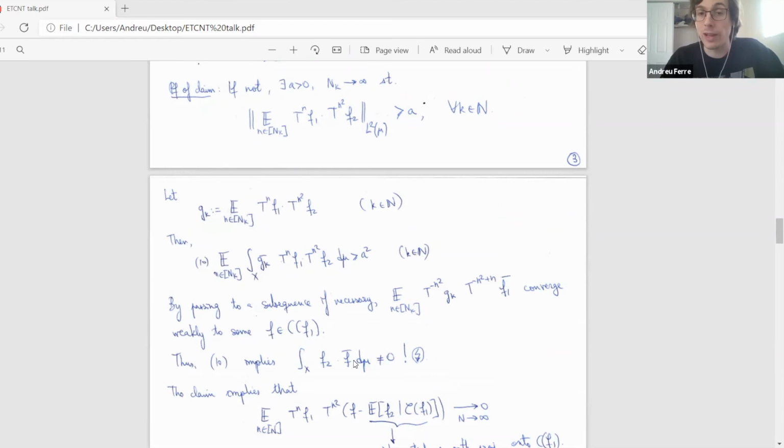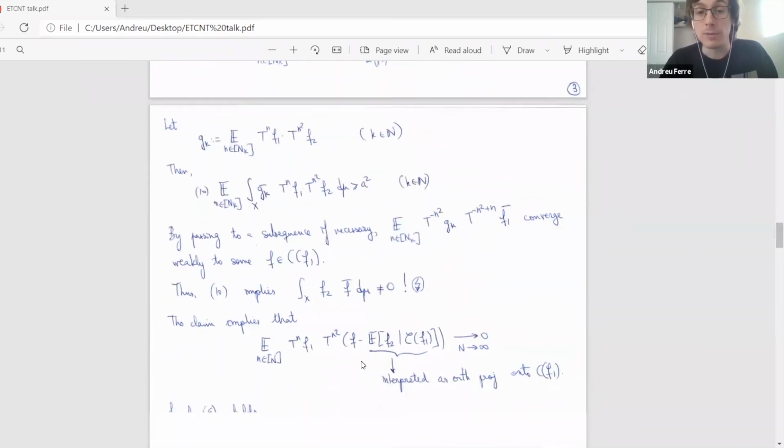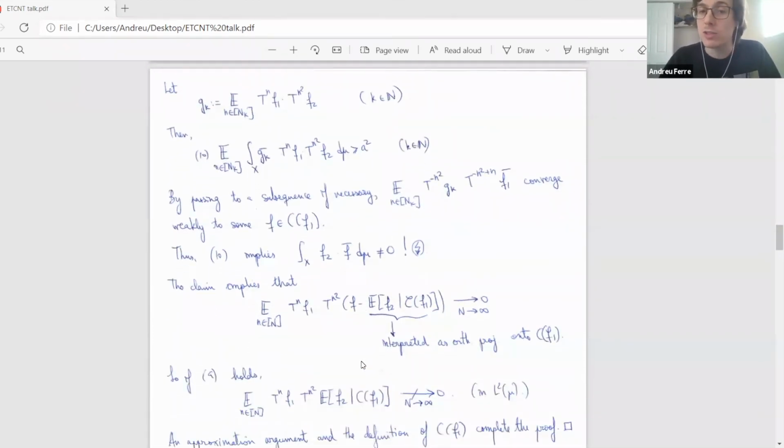F2 is going to correlate with this F bar. So this integral is not 0. Okay. But now it follows, so this is the end of the proof of this claim.